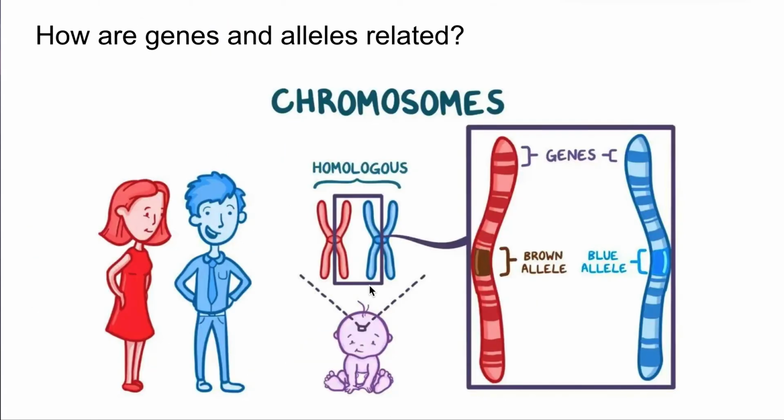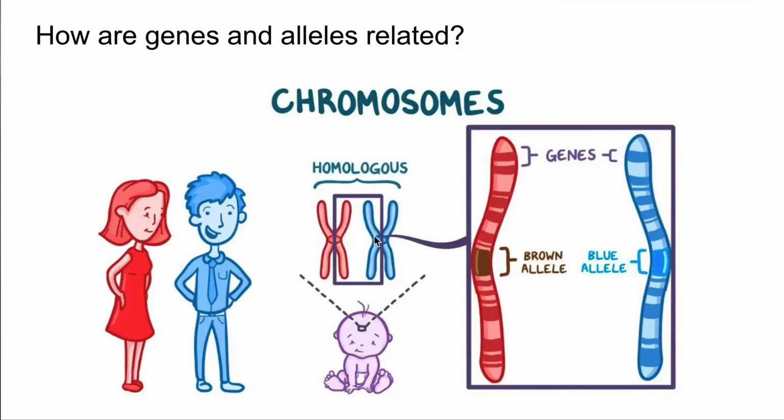How are genes and alleles related? Well, genes are going to be segments of DNA and therefore segments of chromosomes that code for a trait. Now, this could code for a protein or it could code for some other type of regulatory RNA, but it's going to code for a trait.